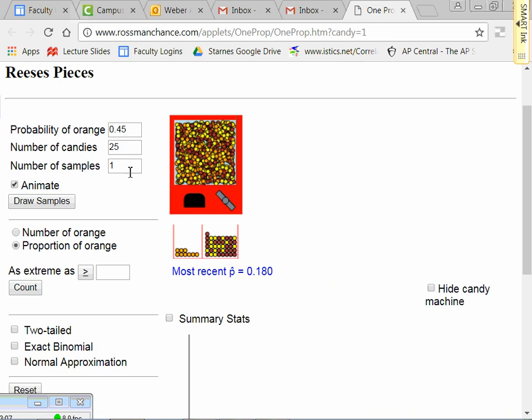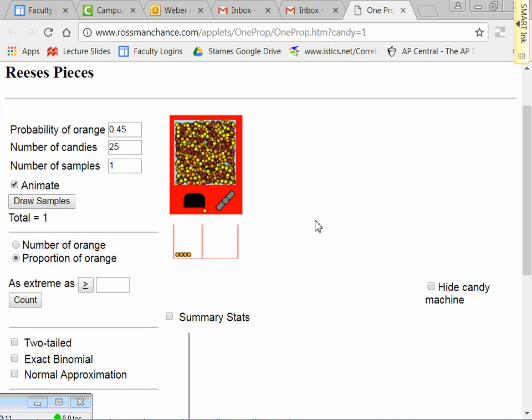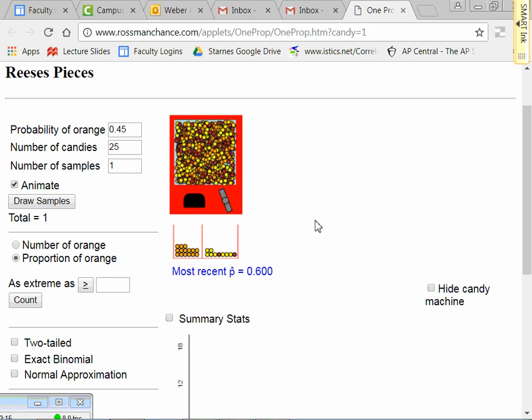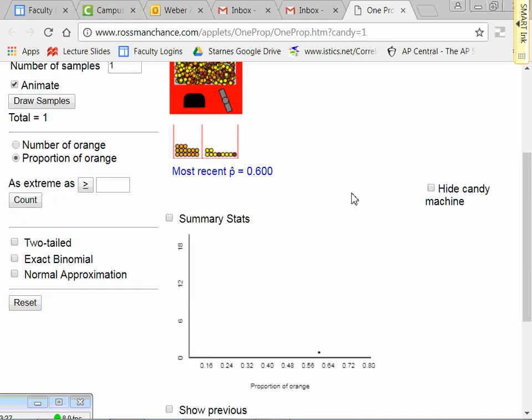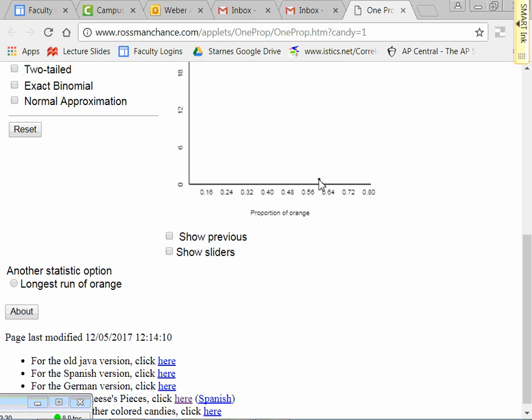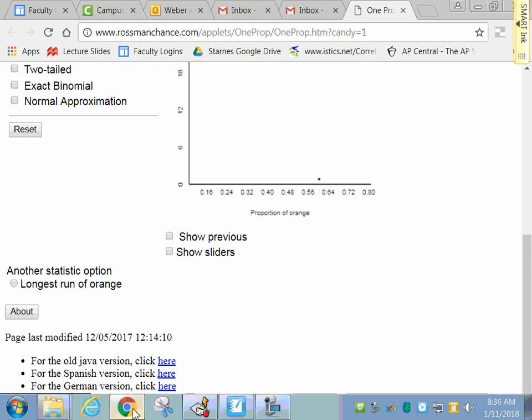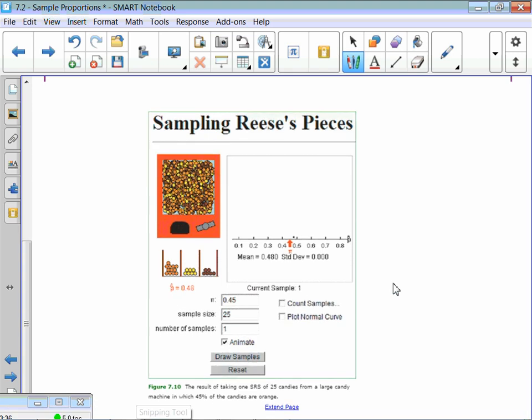All right, so we're going to draw 25 candies, and I'm going to draw 1 sample. So there's my little candy machine going. And we got 60% that were orange. So out of 25, however many that is, 60% are orange. That's 1 draw. How close is that to 0.45? Not super close. All right, and then down here they're plotting that 1 little dot. That's 1 little p hat right there. Okay? All right, Elizabeth, read the next part.